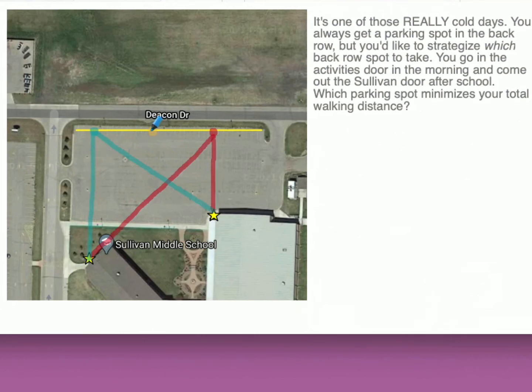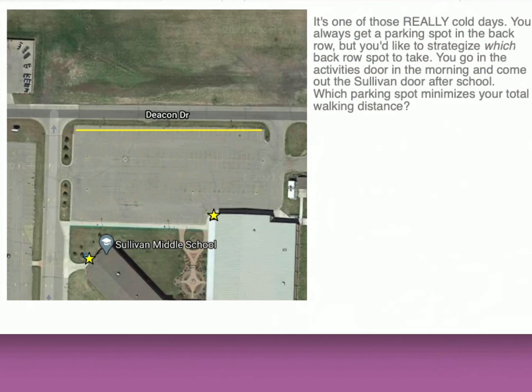Or maybe we should strategize somewhere in the middle so that you kind of split the difference, that total path. Now, I think we can all agree that a poor decision would be parking over here, because it wouldn't be very effective getting there and it would be a super long way to get to the Sullivan door. So there's actually a strategy here that involves reflections. And I can choose either of those doors.